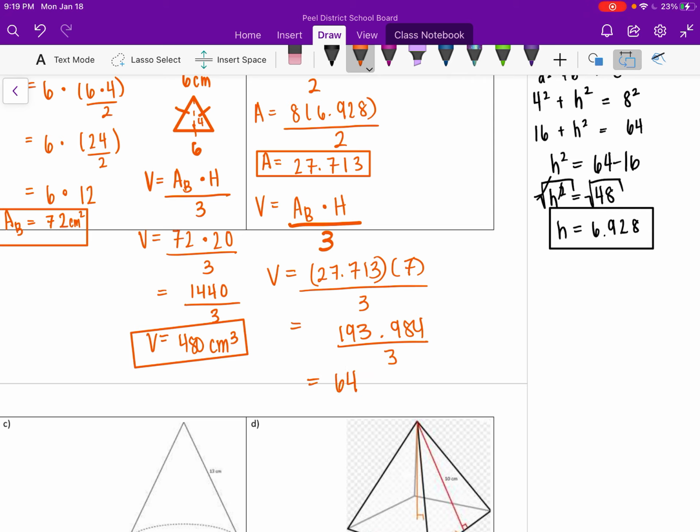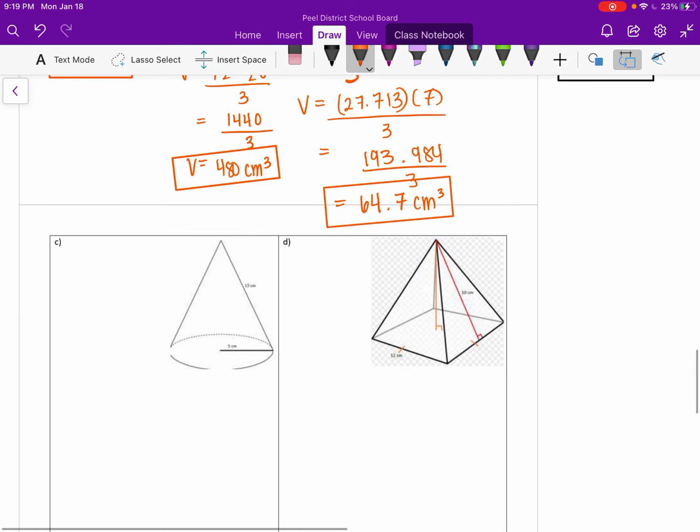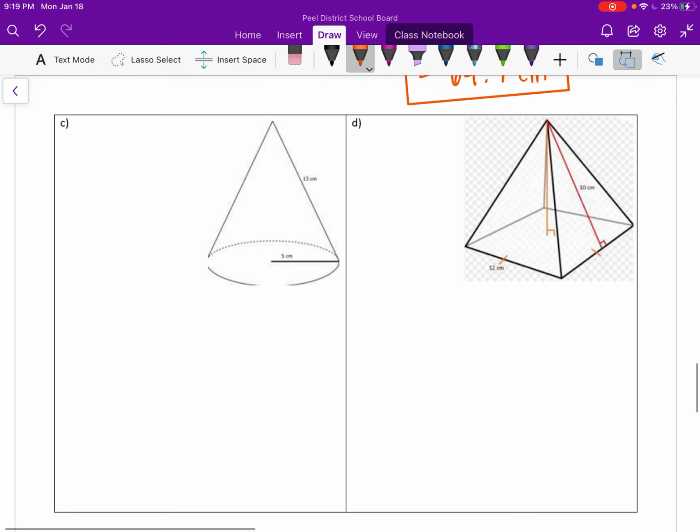And again, depending on where you rounded, right? 64.7, sorry. Depending on where you rounded, this might actually be closer to 64.5, 64.4. Okay, so just be mindful of the rounding, right? That's why I left as many decimal places as I possibly could. Okay. So, moving onwards.